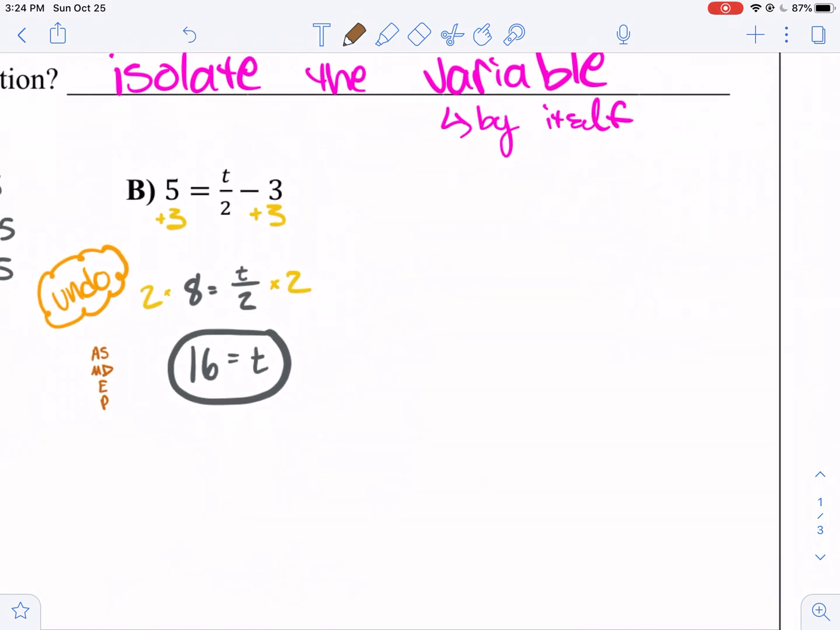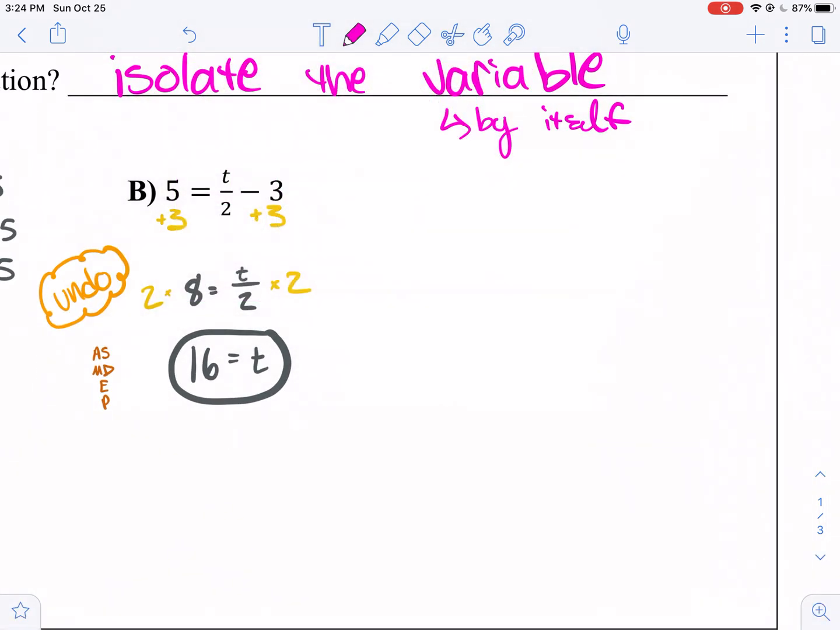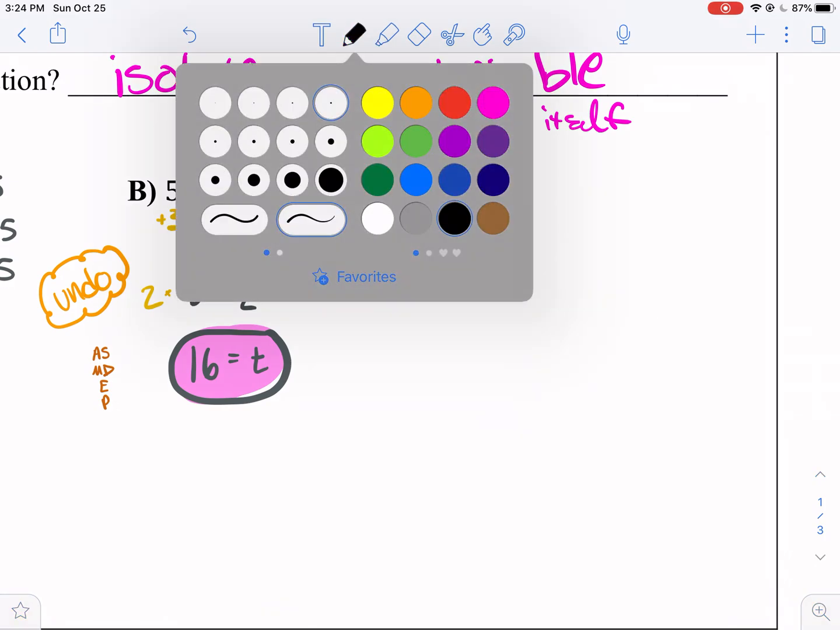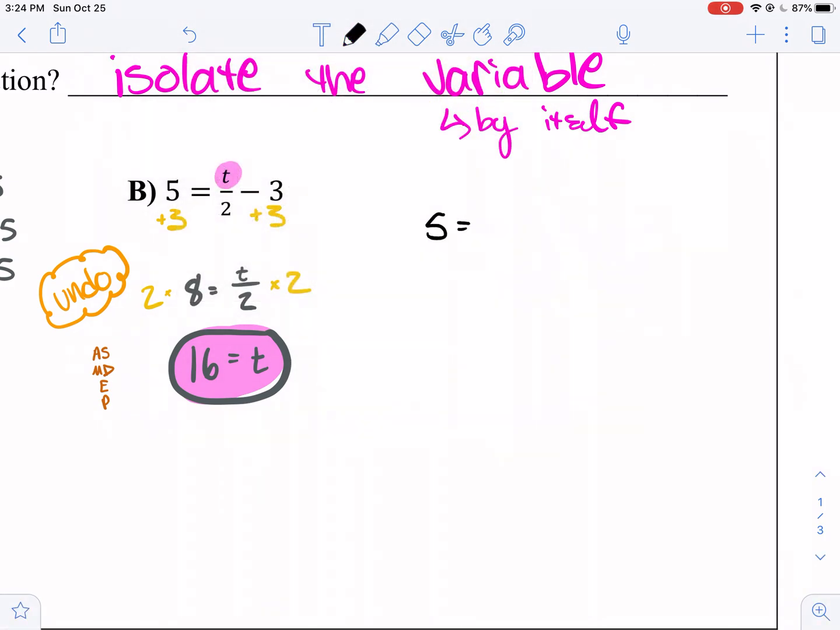Okay, now let's check our work. Did we do it right? Well, we found out that 16 equals t, so we're going to substitute t equals 16. That will give us 5, does it equal? We don't know. 16 over 2 minus 3. Again, we substituted 16 for our t.